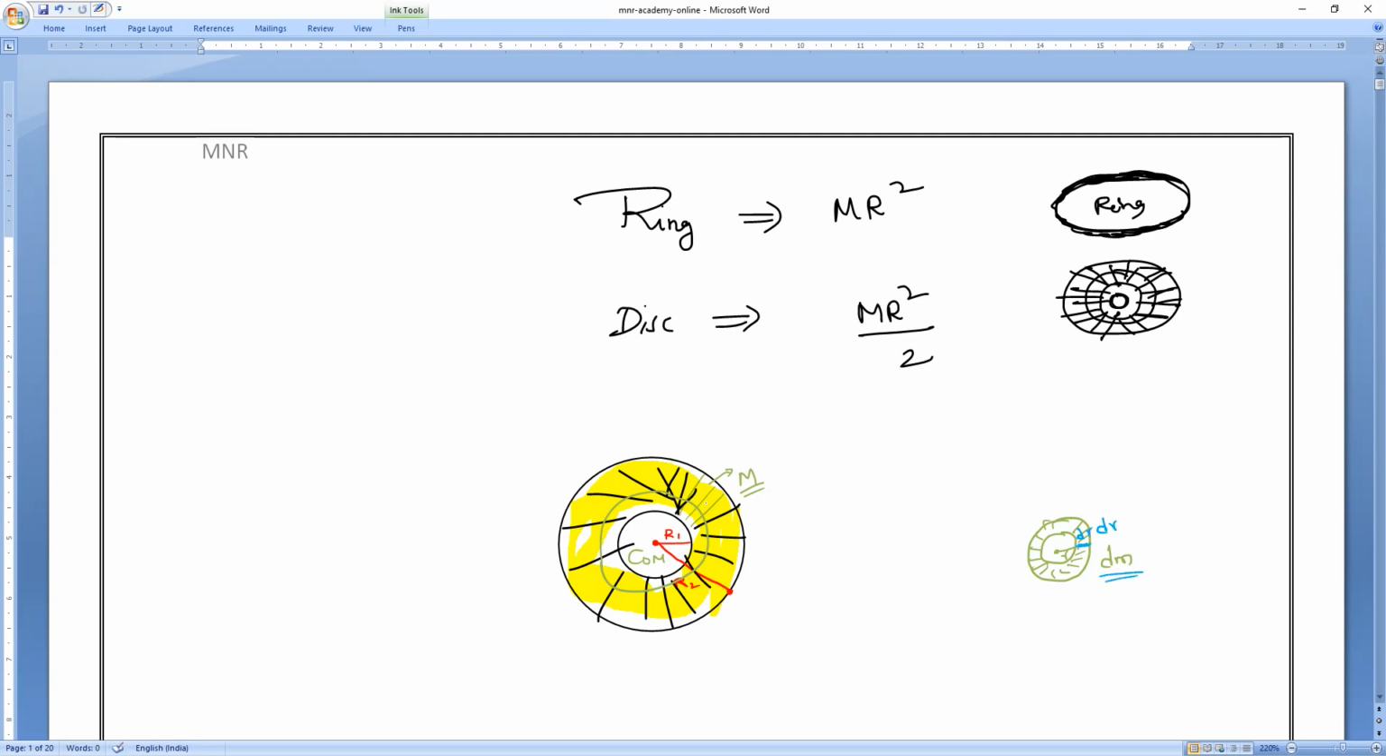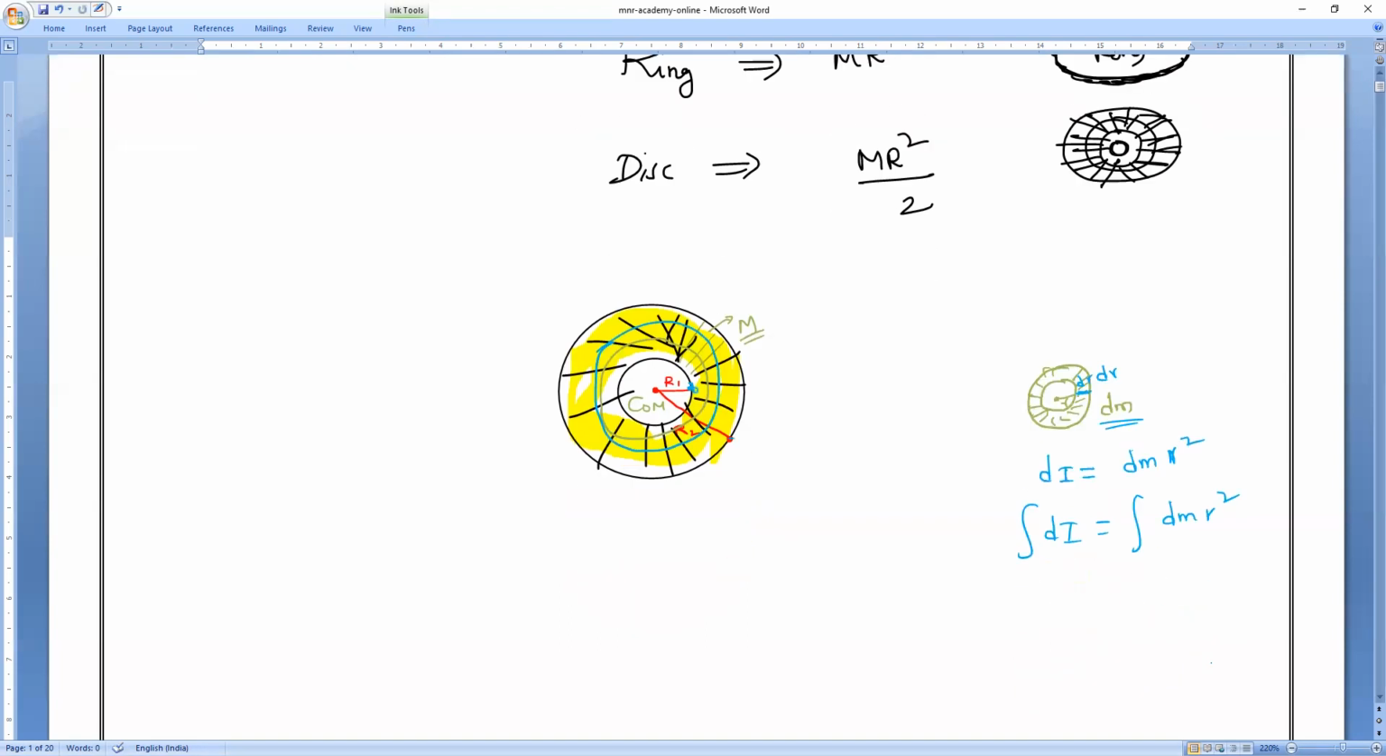Now we can form many rings here, so I am taking one ring only. What is the moment of inertia of this small ring, everybody? dI is equal to dm into r square. Am I right or not? dm into r square. Now many rings are forming, so this is r1 and this is r2. From this point to this point, many rings we can form, so we have to apply integration. So the integration of dI is equal to the integration of dm into r square. Are you clear, everybody?